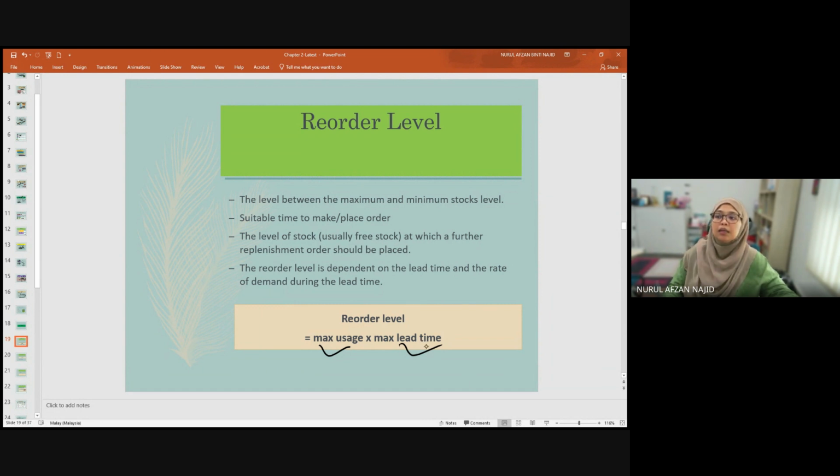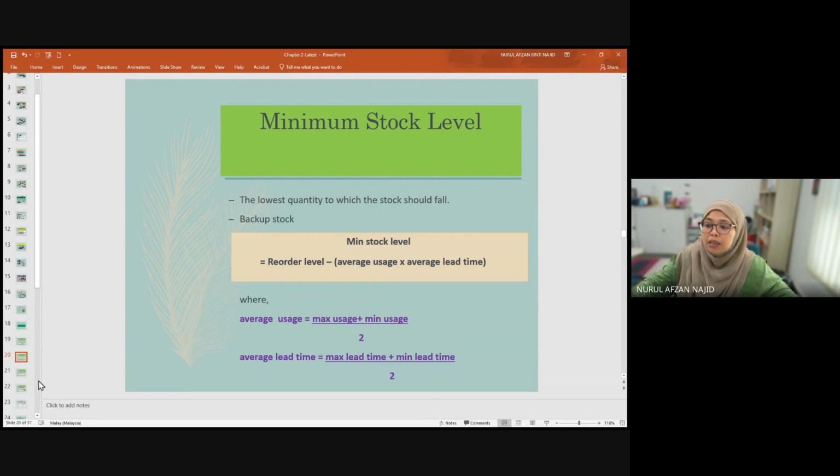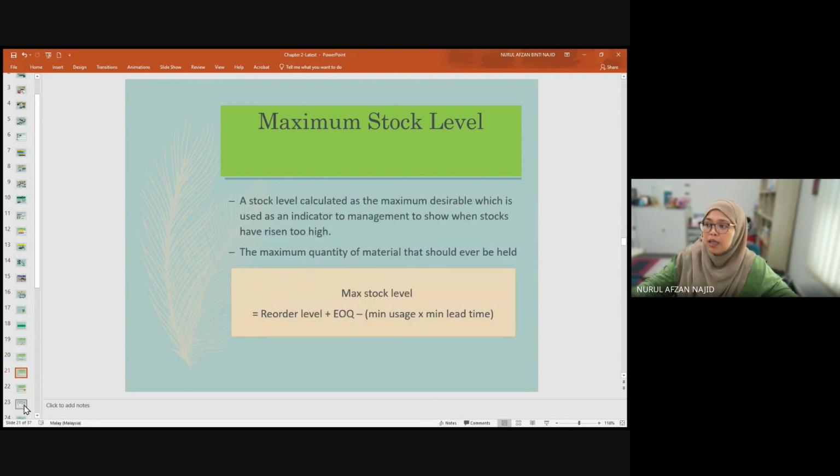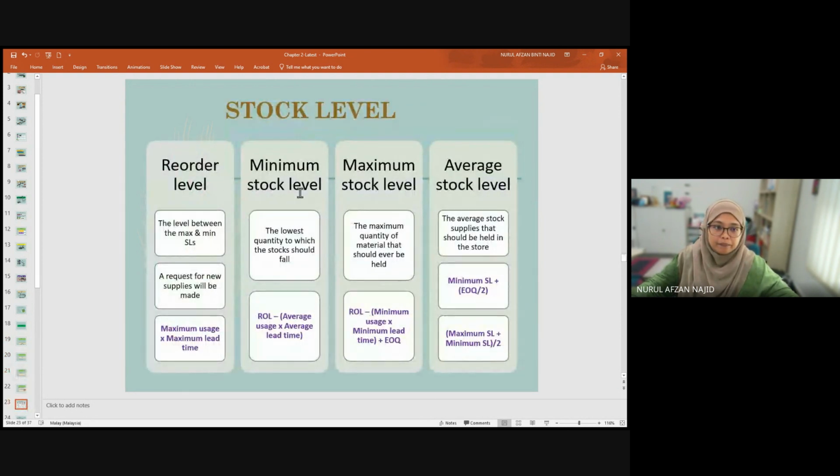Cuma masalah yang dekat stock level ni selalu student confused sebab dia dah banyak sangat. Dia ada reorder, dia ada minimum, dia ada maximum. Okay, as summarized in this slide. So kadang-kadang you tersalah ambil formula. Okay. Bila tersalah ambil formula, dia akan efek kepada formula-formula lain dan you akan dapat jawapan yang salah lah dekat situ.